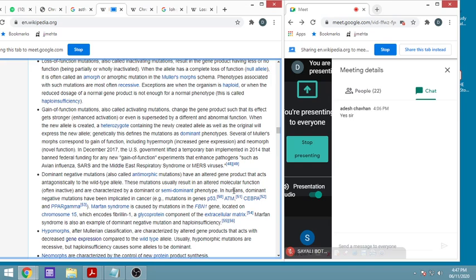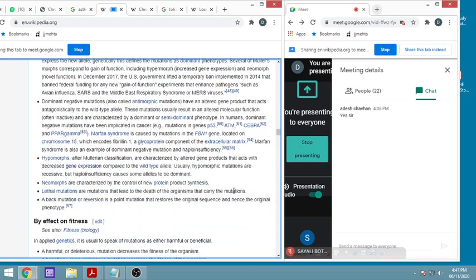There are many cancers with particular changes in the gene P53, and also PPAR gamma, etc. Marfan syndrome is also caused by mutation in various genes. Then the others are hypomorphs. These are characterized by altered gene products that act with decreased gene expression compared to the wild type, and usually hypomorphic mutations are recessive, but they can still make changes, they can still have an effect.